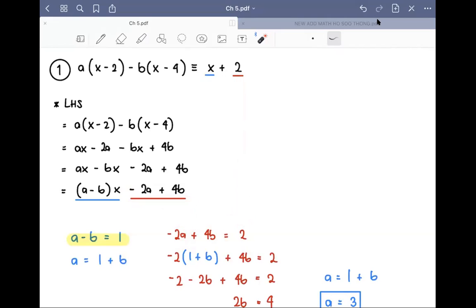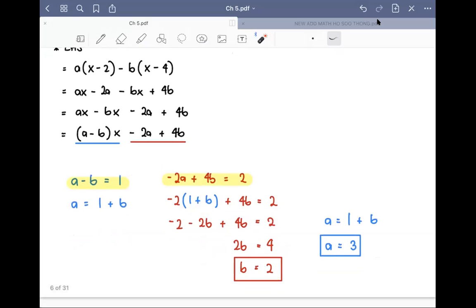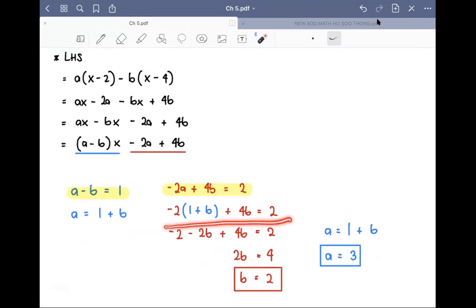Okay, and then simply on this one, you need to perform simultaneous equations. Okay, what I did here is just to perform some substitution method, right? So what I did on the first equation is I made a the subject, so it becomes a is equal to 1 plus b, and then I substituted this in here. Okay, so that's why it became negative 2 times 1 plus b plus 4b equals 2. Okay, and then so basically, class, you need to solve for b.